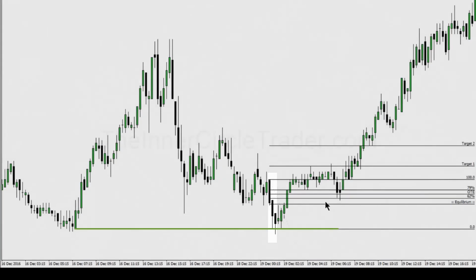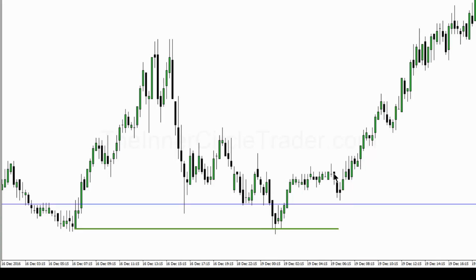So we have equilibrium down here. Price trades all the way down to this level, but falls short of equilibrium. So we have a level at which price could reasonably trade down into, but it doesn't do it here. Price trades lower and then rallies through its own three consecutive down candles. So this is an order block as well, all three candles together.